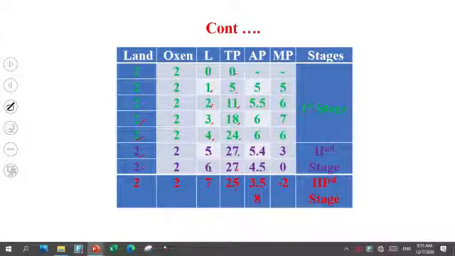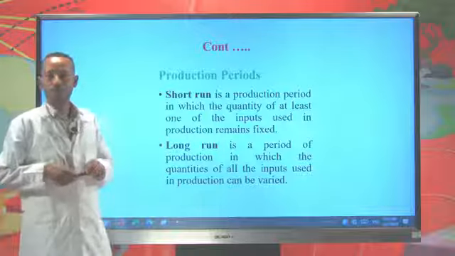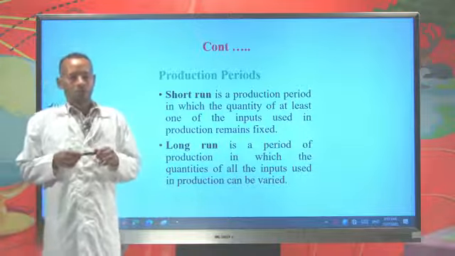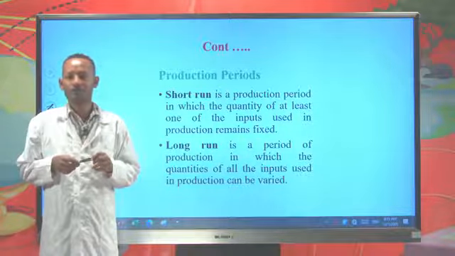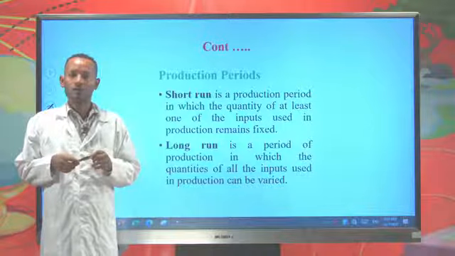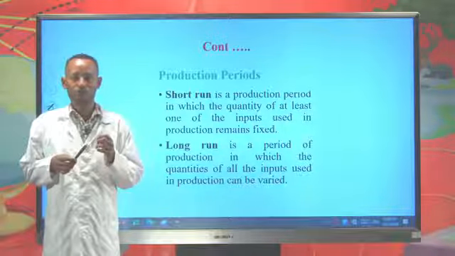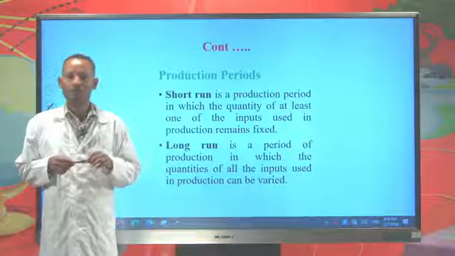Now, let's come back to some of the terms used to describe production. There are 2 production periods called short run and long run. Short run is a production period in which the quantity of at least one of the inputs used in production remains fixed. That means the firm employs at least one fixed input. But in the long run, all the inputs used in production are variable.